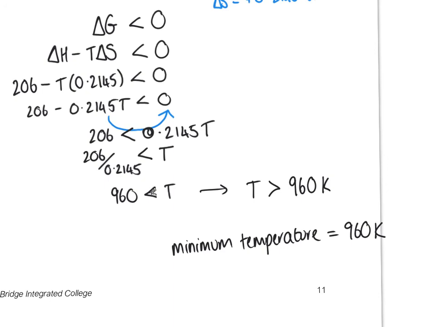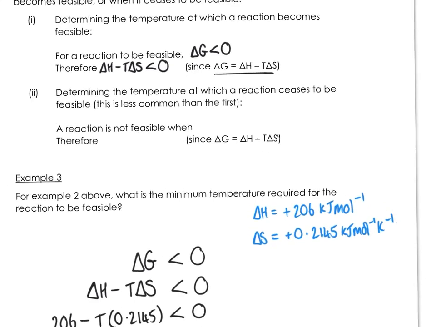Yeah, and if you substitute some values into your equation, so say you substituted 900, you should find that it's not feasible. It turns out as a positive delta G value, and if you substitute in 1000 Kelvin, it should come out as a negative delta G value. So you can use that to check in your exam. Plug in a value that's slightly less and one that's slightly more, and check that it works with your feasibility.